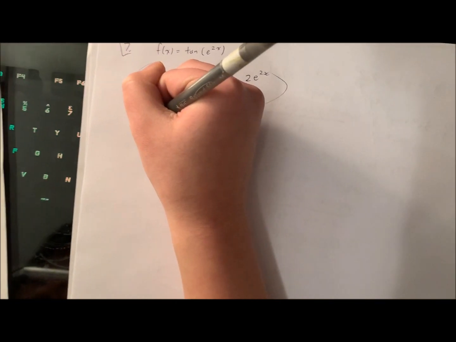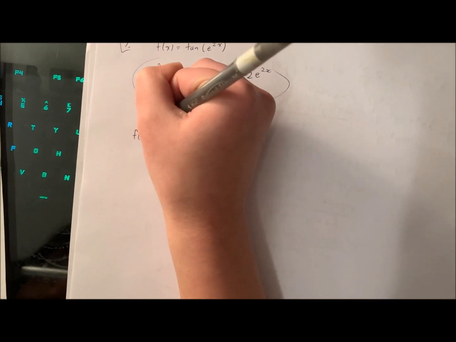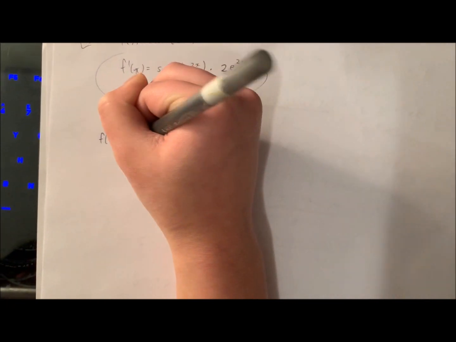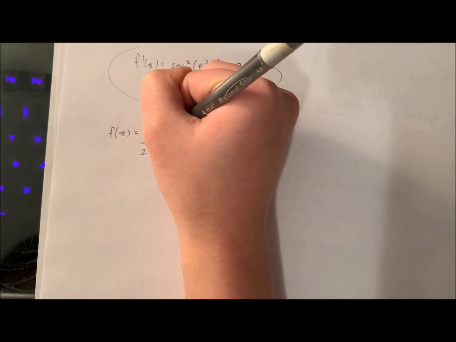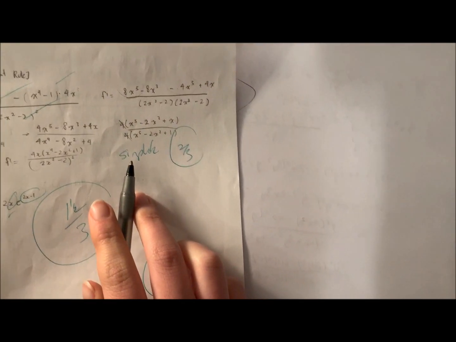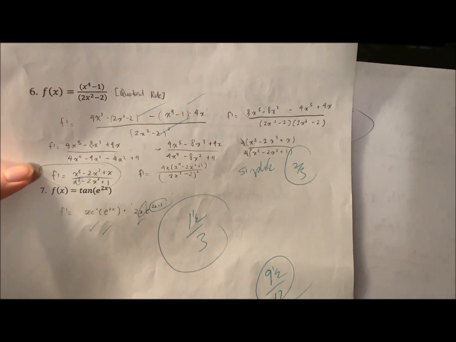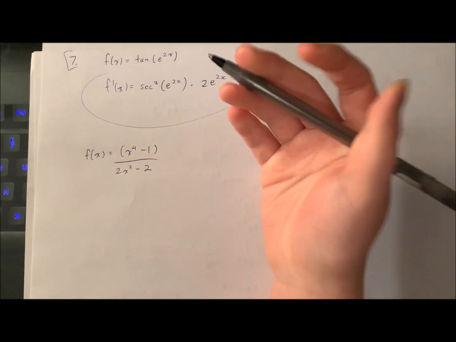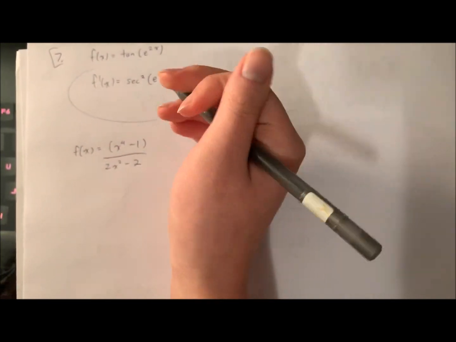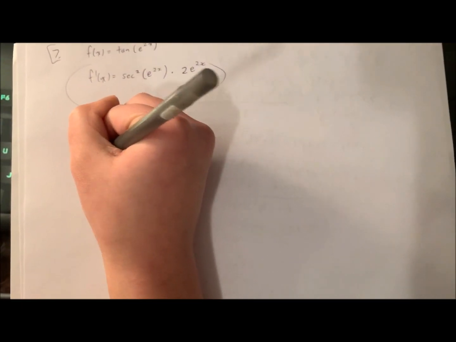Question 6. We have this one right here. I'm just gonna write on the same paper. f(x) equals x to the power of 4 minus 1, all divided by 2x squared minus 2. In this question, I did not simplify. And it turns out that when you simplify, it actually turns out to be something really simple. That's how I feel about life sometimes. Let me show you why.